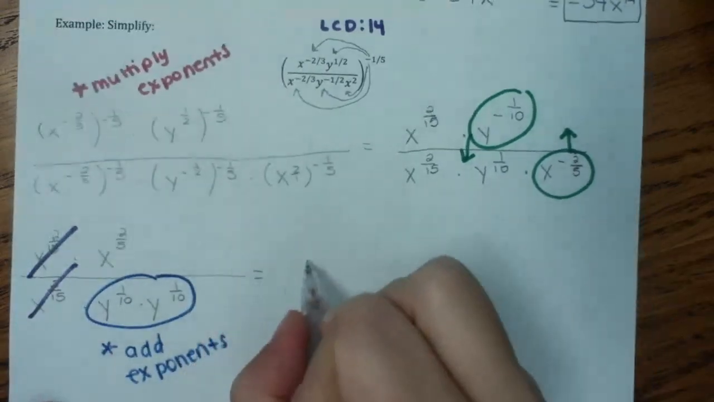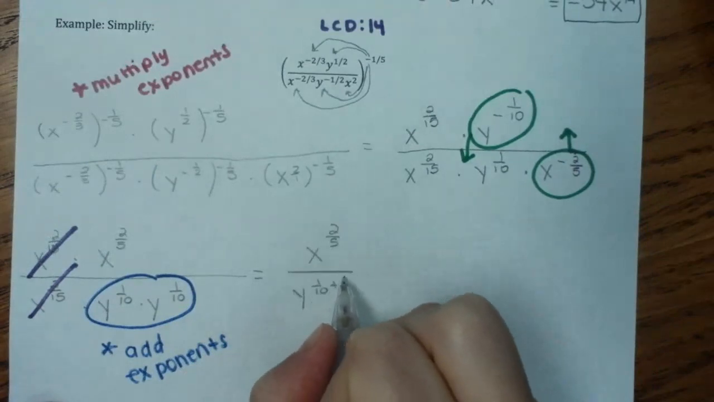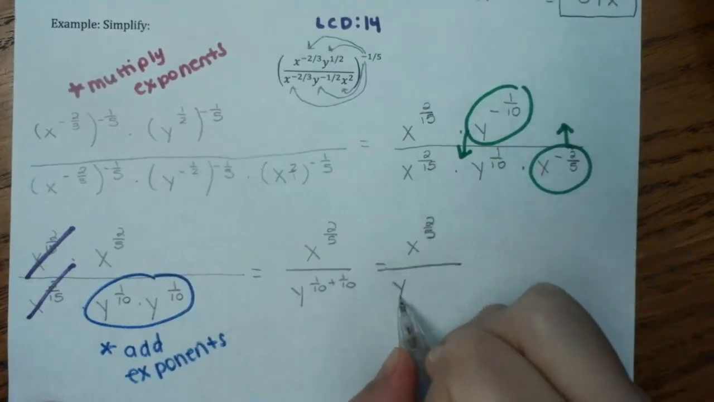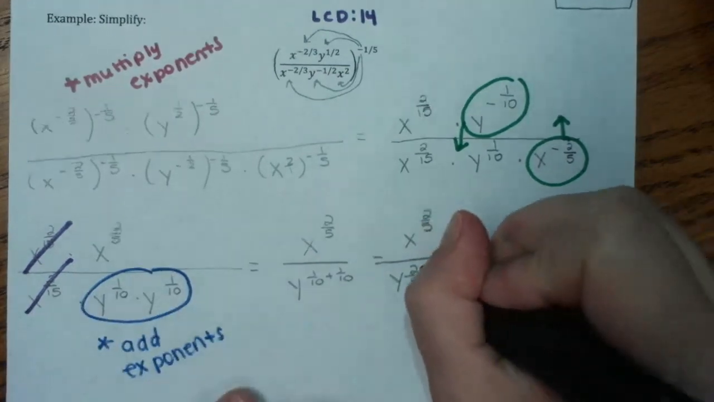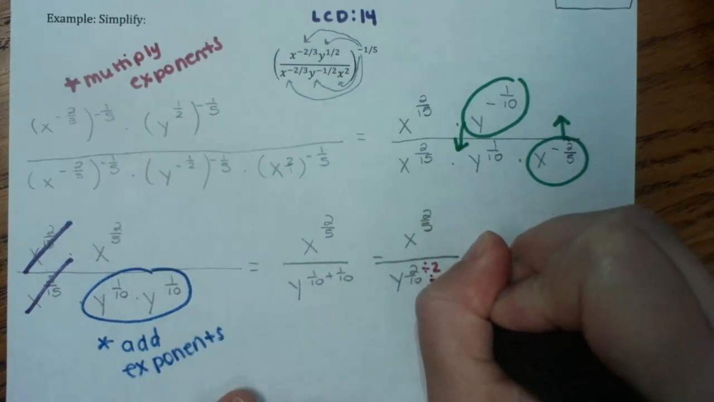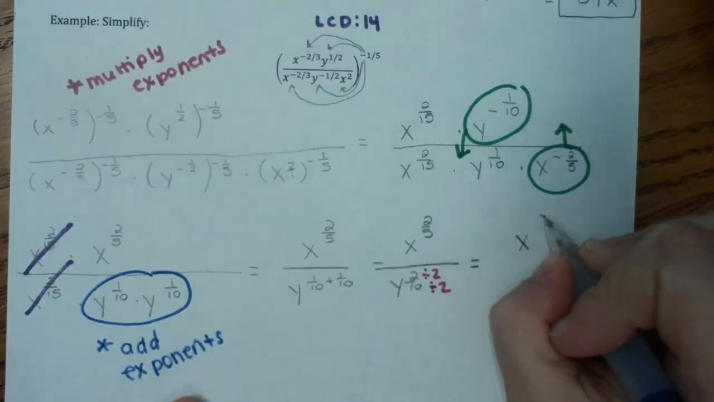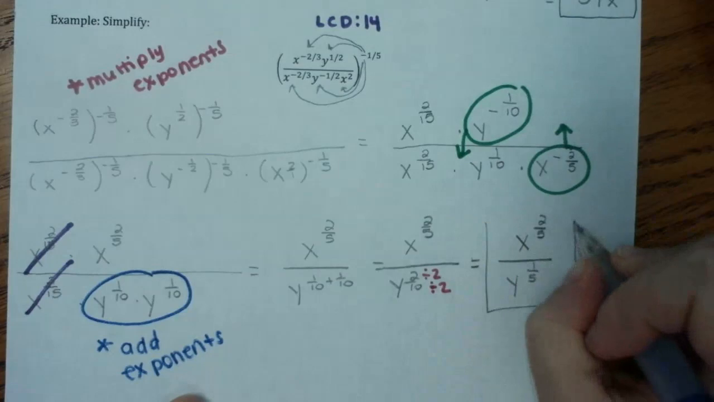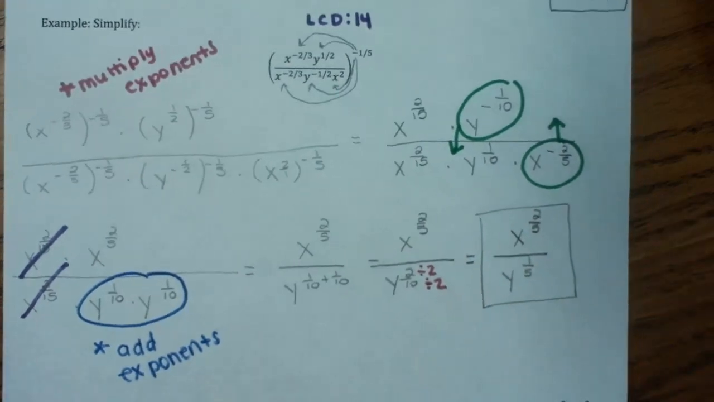So we're left over with x to the 2 over 5 divided by y to the 1/10 plus 1/10, which would give us x to the 2 over 5 divided by y to the 2/10, which 2/10 can be simplified down. I can divide the top and the bottom by 2 to simplify this fraction. And it'll finally give us our final answer of x to the 2 over 5 divided by y to the 1/5. Everything is simplified. Our exponents are positive. We are done. So that is all of Module 3 Homework 2.